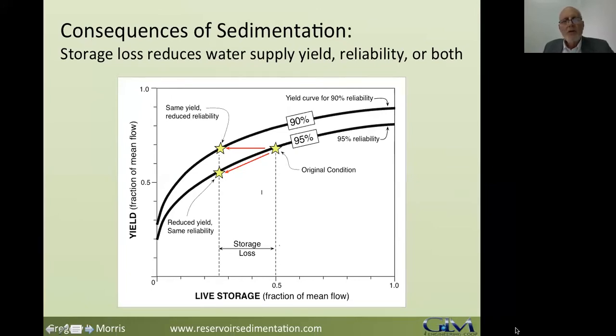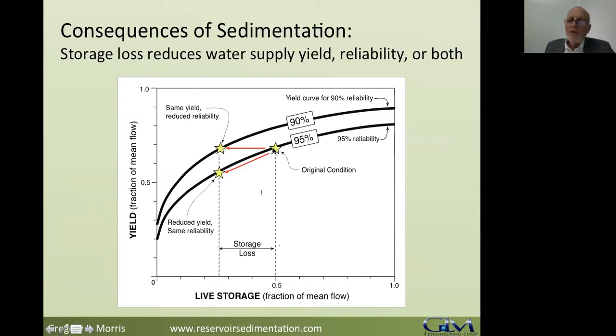Now, the first thing you need to understand is storage yield curves. We have the yield of the reservoir versus live storage, and these are pretty typical for water supply reservoirs. You have a curve that corresponds to a given level of reliability, and another curve which has less yield for the same amount of volume. In other words, if you have a higher percentage of reliability, you will have less yield, and if you have a lower percentage of reliability, you have a higher yield, but your reliability is down. And what happens when you have sedimentation is you move along a curve.